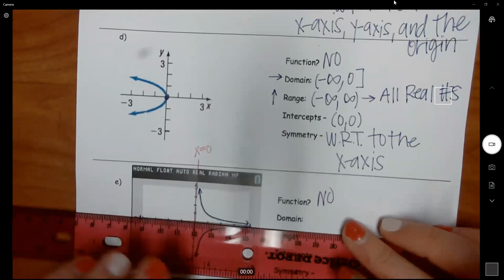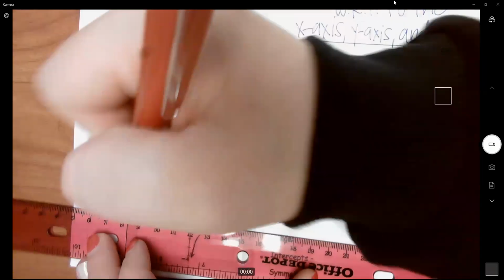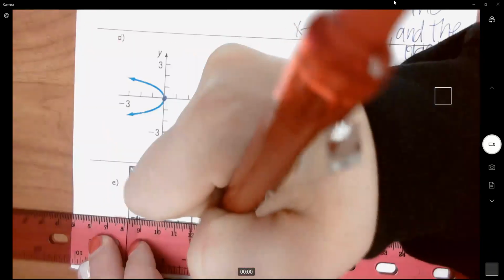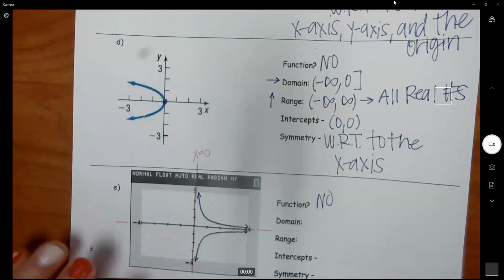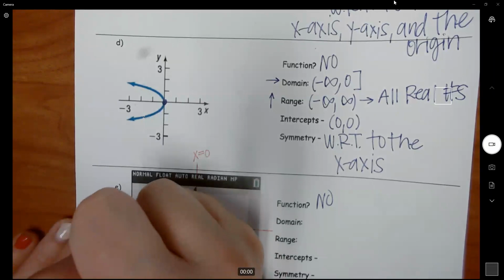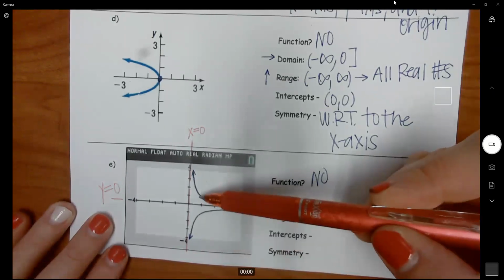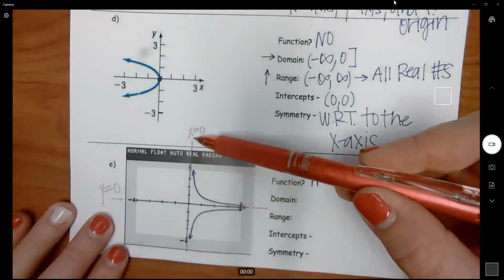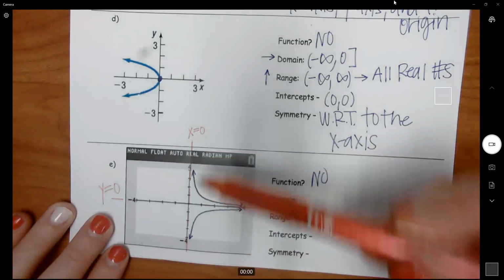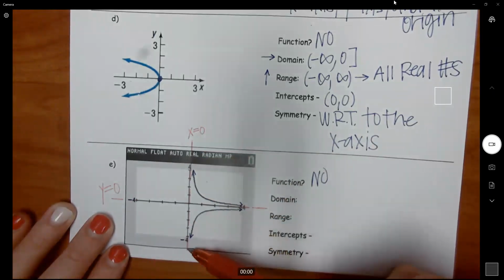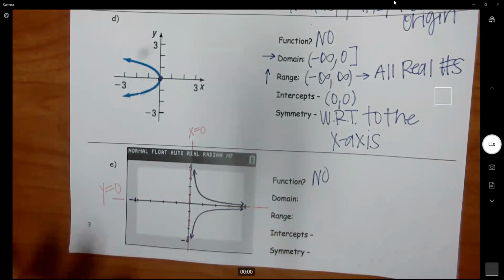And same thing that's going on here. You have another, this time horizontal asymptote right here at y equals 0. So these lines are going to get closer to that line of y equals 0, but they're never going to touch it. This line up here is going to keep going and get closer to x equals 0, and this is going to keep going and get closer to x equals 0, but again, never touch it.